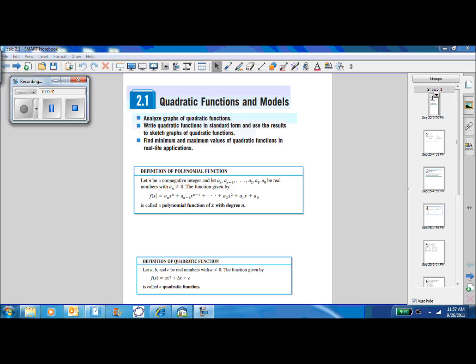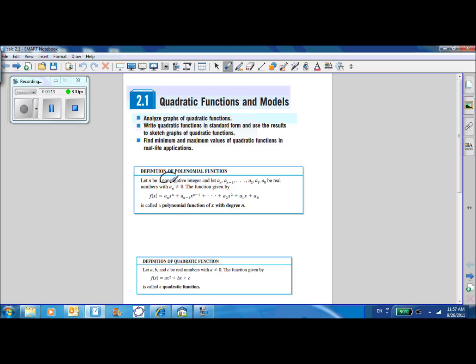Here we are with quadratic functions and models. And first, a quadratic function is a kind of polynomial function. One of the key things I want you to notice in this definition is that n has to be a non-negative integer. What this results in, if we make all the powers of x like 2 or 5 or 8 or 0, then we end up with a domain for all polynomial functions of all reals.